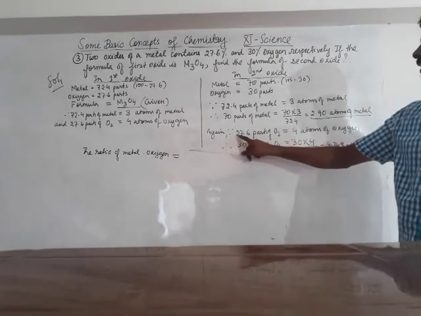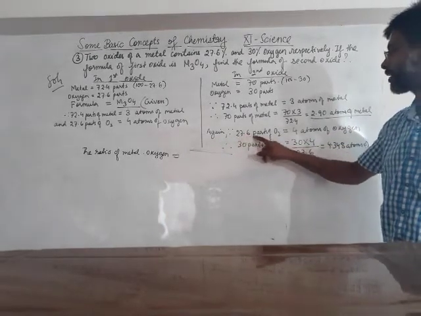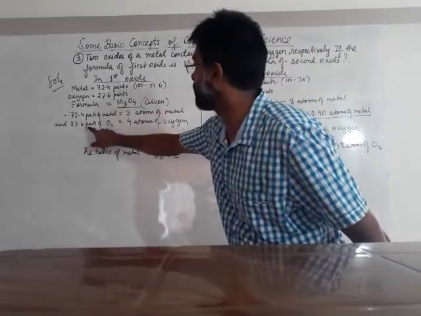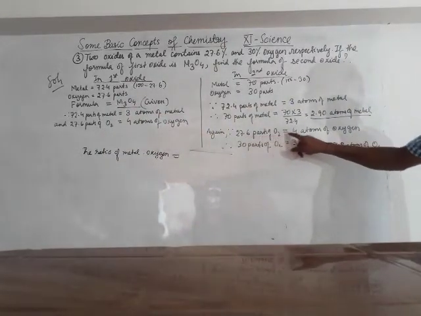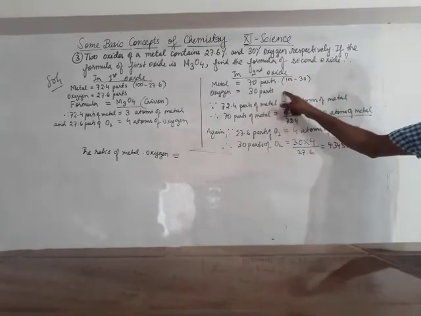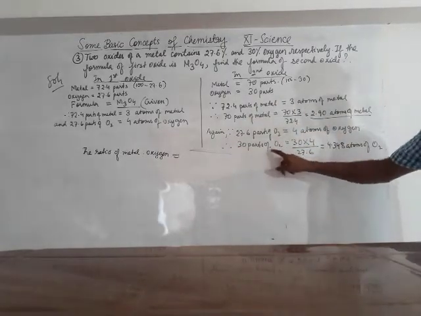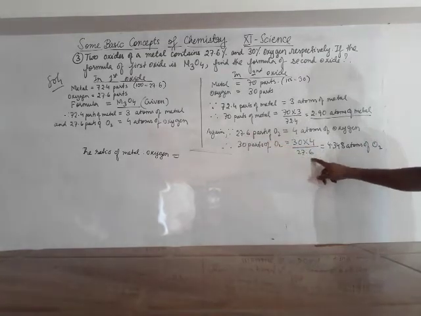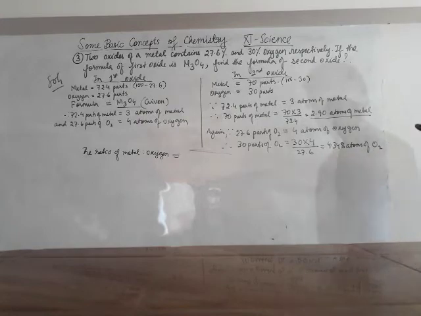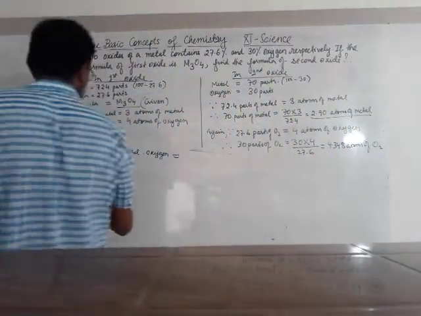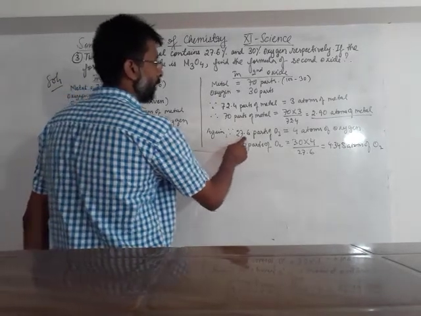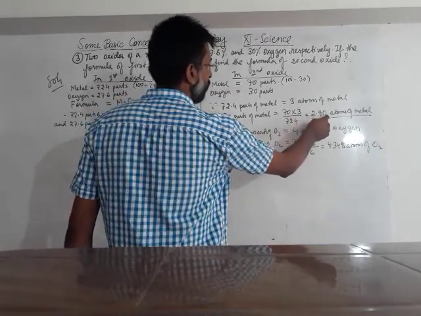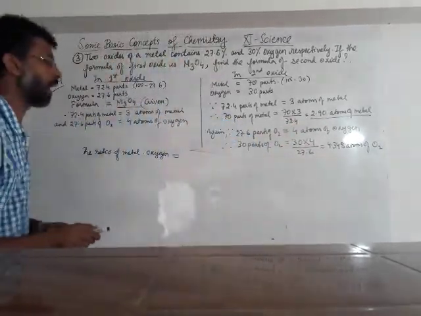Again, since 27.6 parts of oxygen is 4 atoms of oxygen, therefore in the second oxide, 30 parts of oxygen is 30 into 4 divided by 27.6, that will give me 4.348 atoms of oxygen. So now the ratio of metal is to oxygen can be worked out. It comes to how much? Over here, metal is 2.90. Over here, oxygen is 4.348. So I will write it down over here.